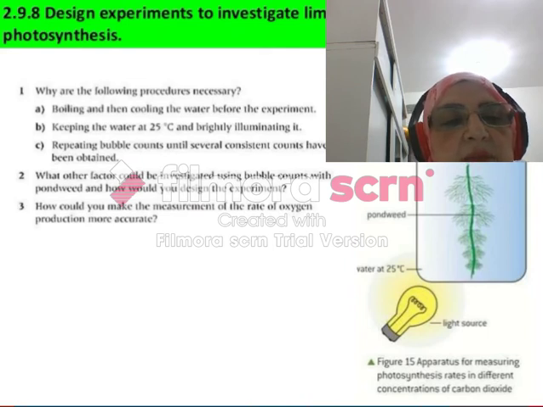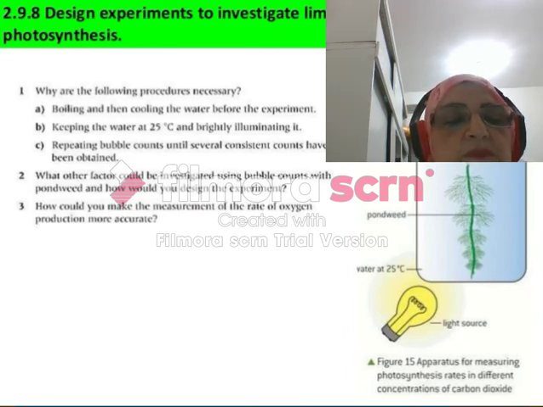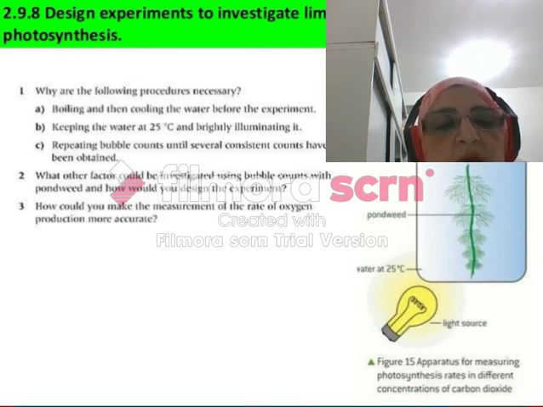Counting the bubbles. You need to repeat counting the bubbles until several consistent counts have been observed. This is to make your experiment more reliable. What other factor could be investigated using bubble counts? How would you design the experiment?